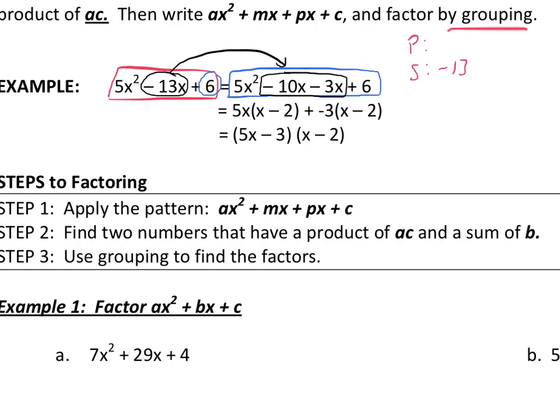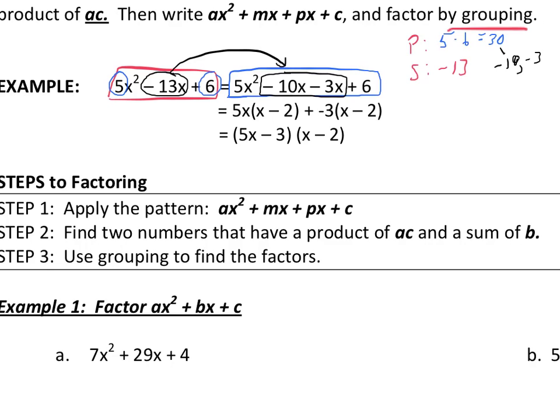And that's because of the 5. So the product is actually going to be the front term, which used to be a 1, is now a 5, and the last term. So we're looking for 2 numbers that have a product of 30 and a sum of negative 13. And as you can see, the 2 terms they chose are negative 10 and negative 3. Those are our 2 factors.